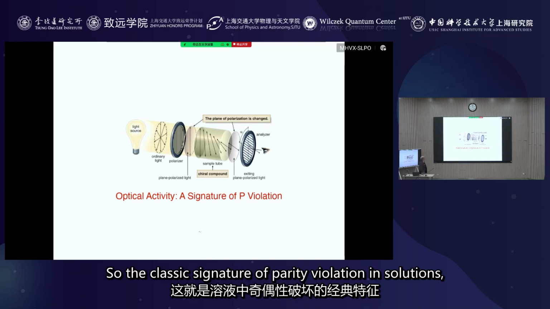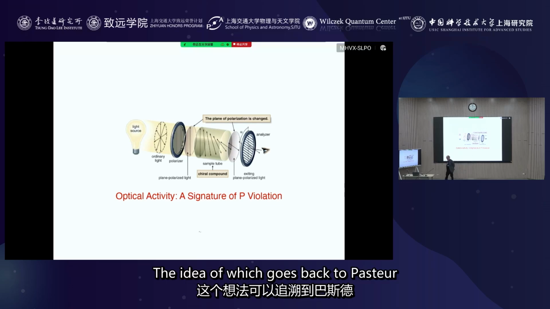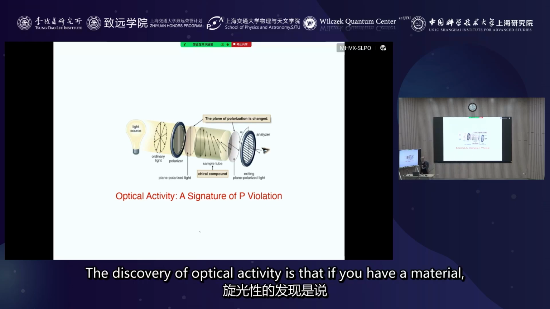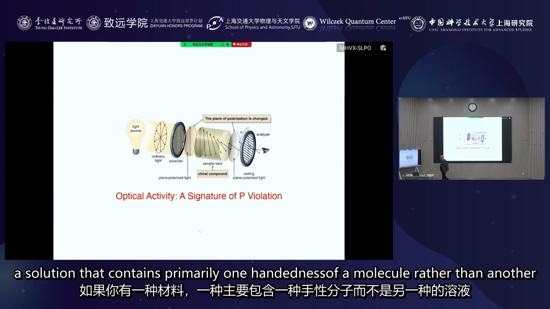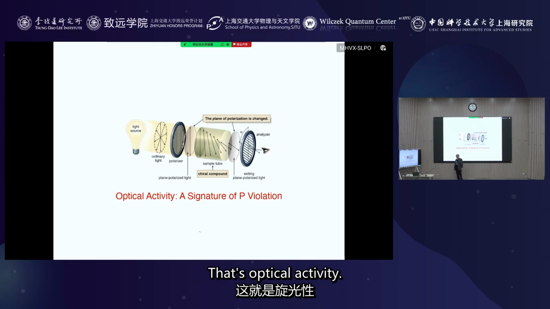So the classic signature of parity violation in solutions, and so a characteristic signature for the biological origin of a solution, the idea of which goes back to Pasteur, the discovery of optical activity, is that if you have a material, a solution that contains primarily one-handedness of a molecule rather than another, that will rotate the plane of polarization of light as light propagates through. That's optical activity.